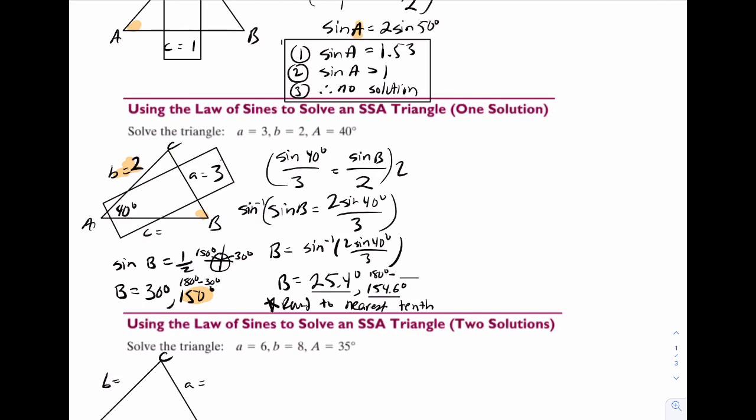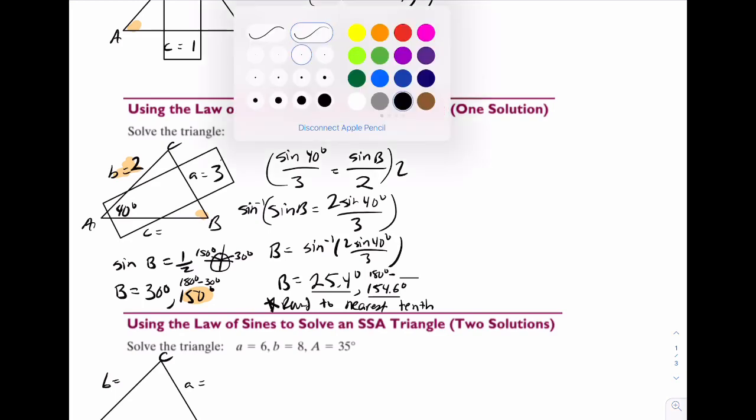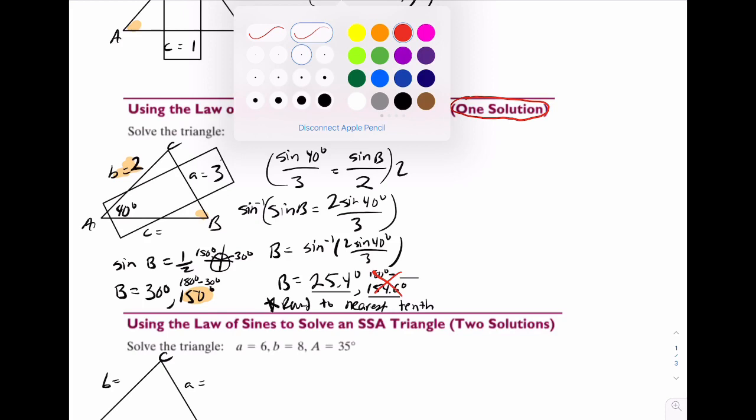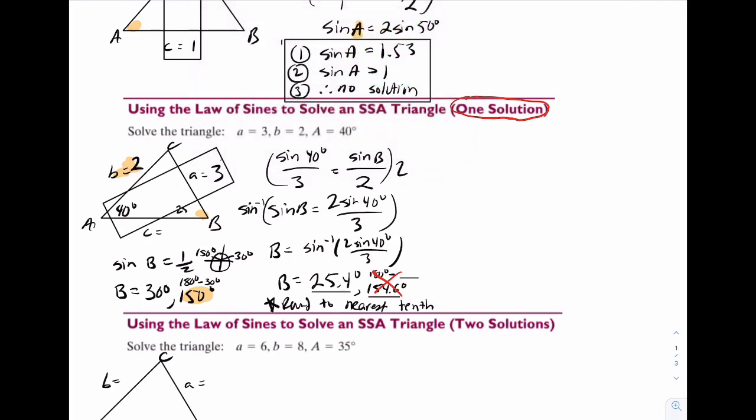Now, a bunch of you may notice this. If this were 154.6, that creates a problem. That breaks the triangle, because a triangle can't have more than 180 degrees, which means that 154 conveniently doesn't even work. So you just cross that out, which means at this point, just like the problem says, there's only one solution, which is great. Let's fill it in. This is 25.4.